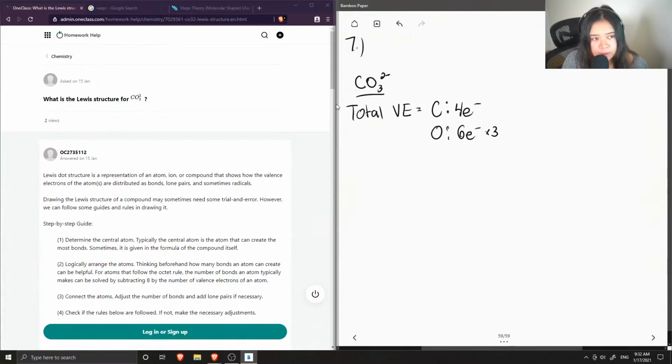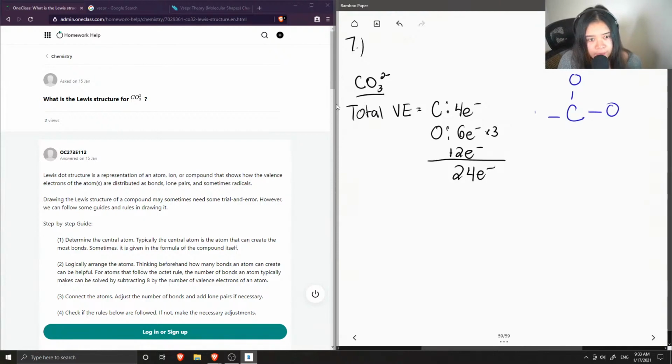And also the overall charge of this ion is -2. So we're going to add an additional 2 electrons to our count. And you should end up with a total of 24 valence electrons. So now let's draw carbon as our central atom. And if we were to draw 3 single bonded oxygens, you'll notice that the carbon doesn't have a full octet yet. So I'm going to make one of them have a double bond.